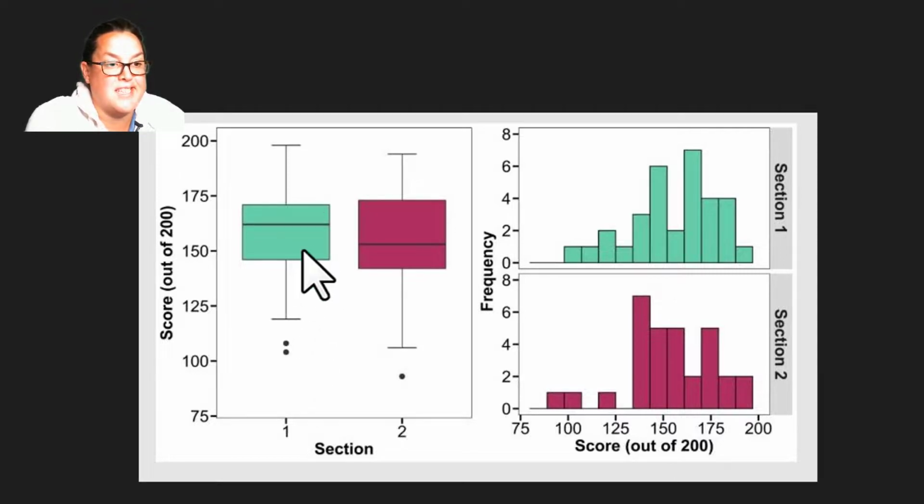I can also see that the size of the boxes are fairly similar and they also have similar ranges. So I would say the variability for the two groups is also fairly similar. So you're thinking about, do they overlap? And then you're thinking about where the median is and how big those boxes are, or that range is, when you're comparing variability.